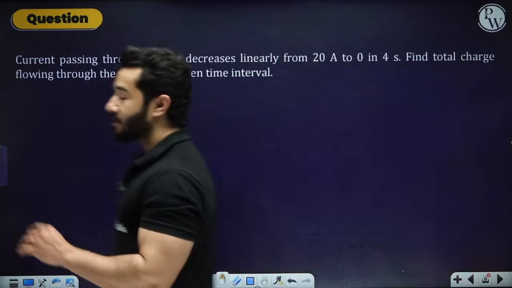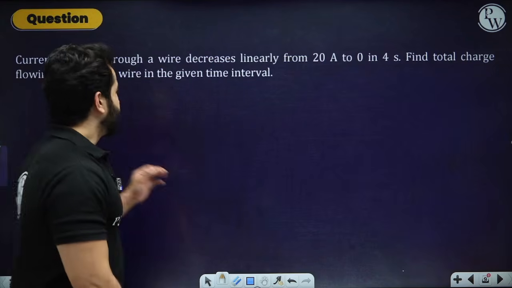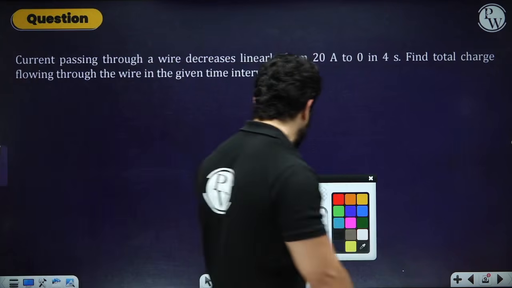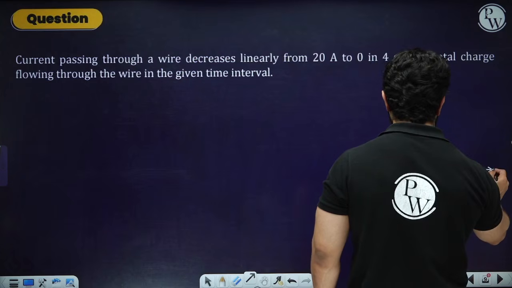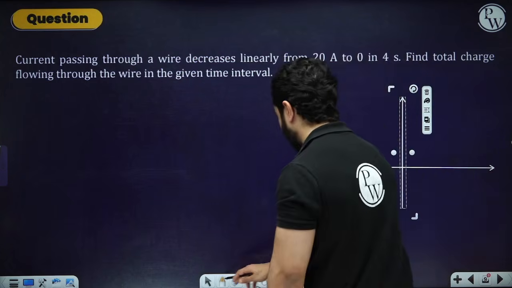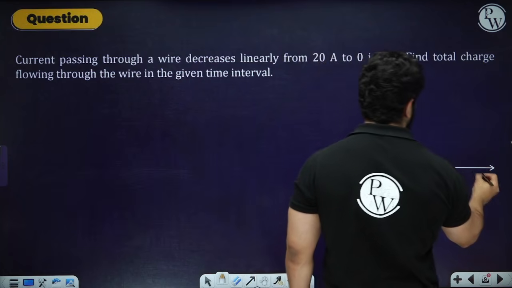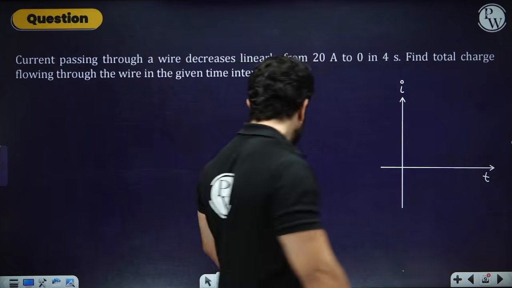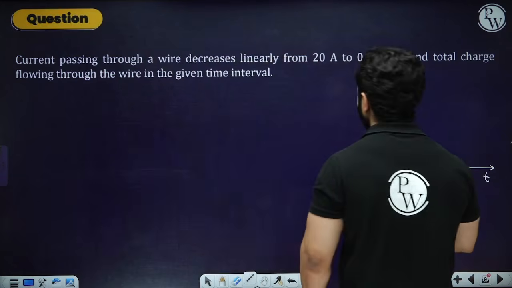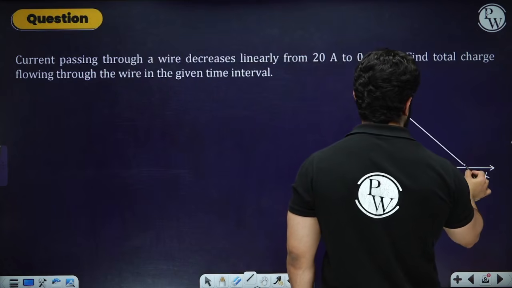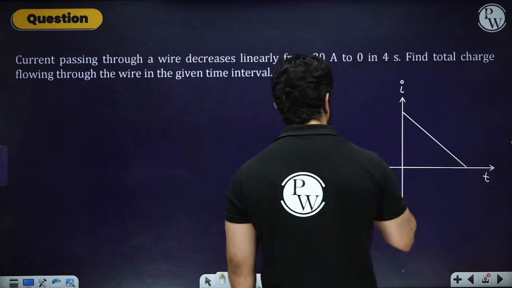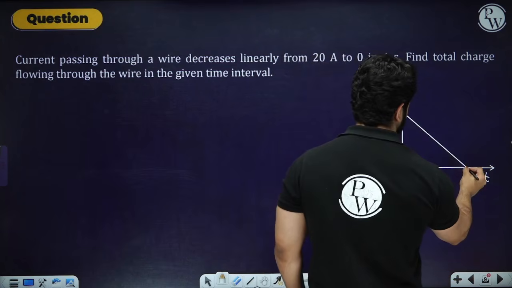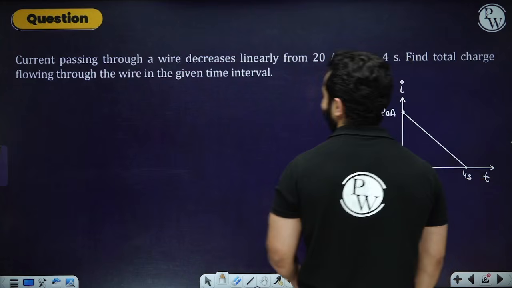This question is saying, now this is not from previous year, current passing through a wire decreases linearly. Decreases linearly basically means if someone is going to ask you to draw its graph, this will look something like this. Let's say we have got current over here, we have got time over here, although we don't have to draw a graph for it, just for the sake of understanding. So they are saying that it linearly decreases from 20 to 0. So let's suppose at t equals 0, it was 20 ampere, and at t equals what? In 4 seconds, this drops to 0. They are saying, what is the total charge?